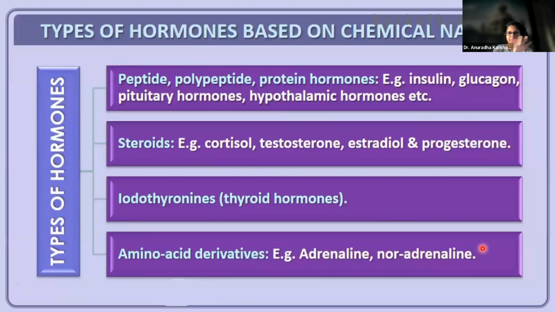Types of hormones, broadly classified. Now this is a chart which is 110% going to come in your examinations. If it is not going to be asked in this year's NEET, then it is 110% going to come in your paper.